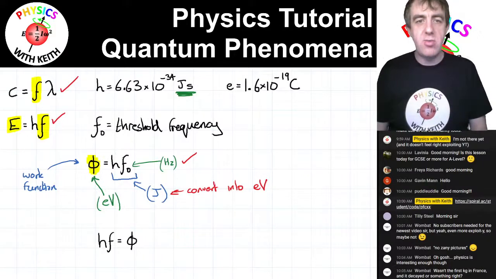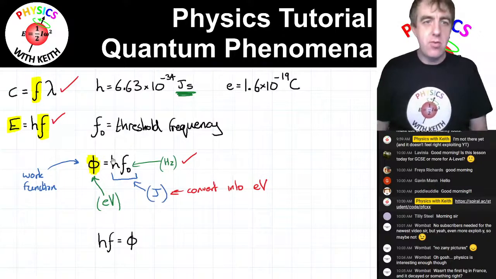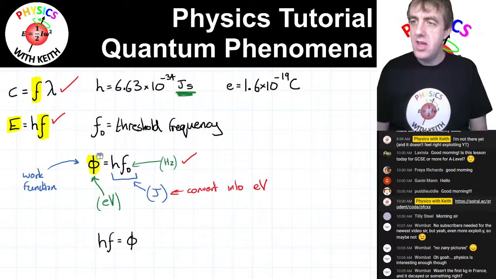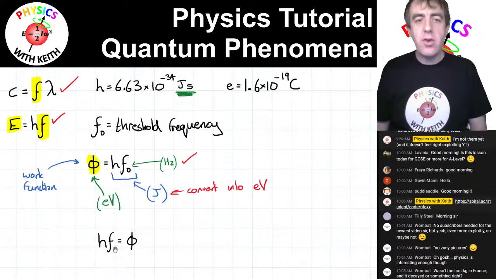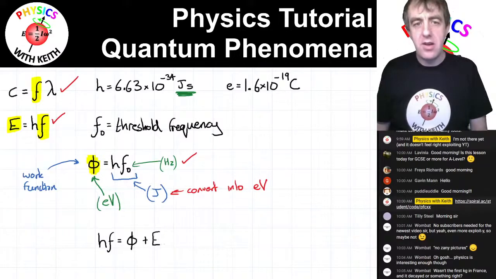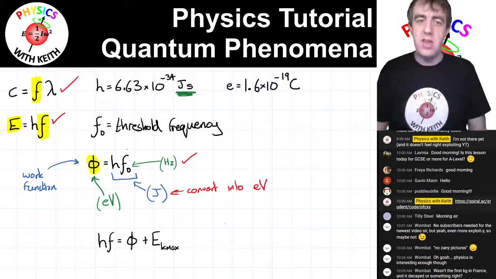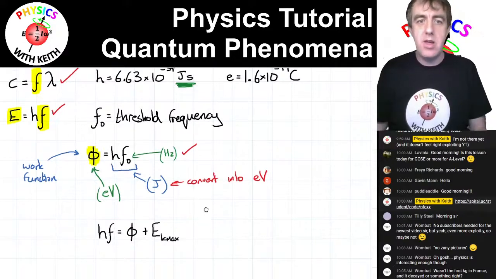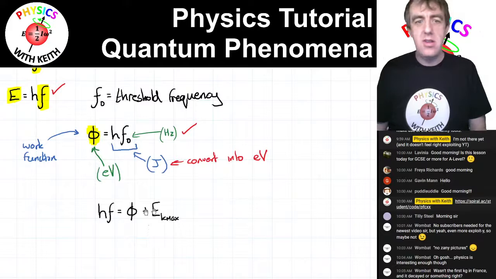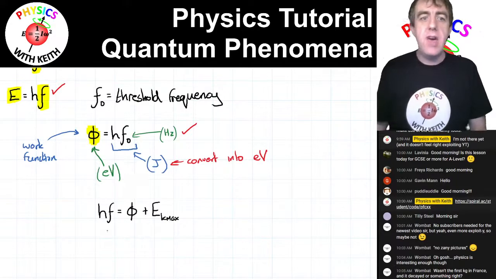That's just this equation we had right here. But if I've got a frequency above the threshold frequency, then I'll have some energy left over. The energy left over is the maximum kinetic energy that the photoelectrons could have once they've left the metal surface. That's the spare change from this situation, EK max.